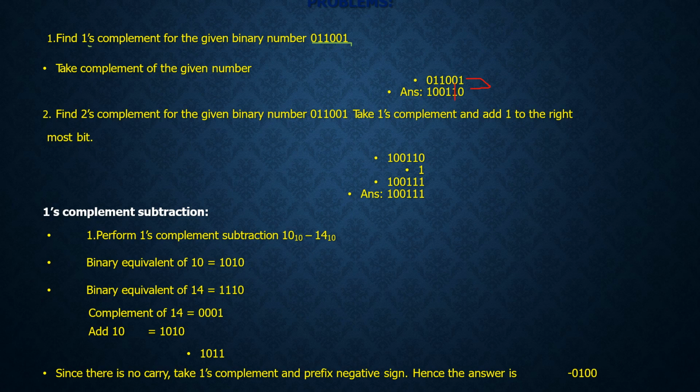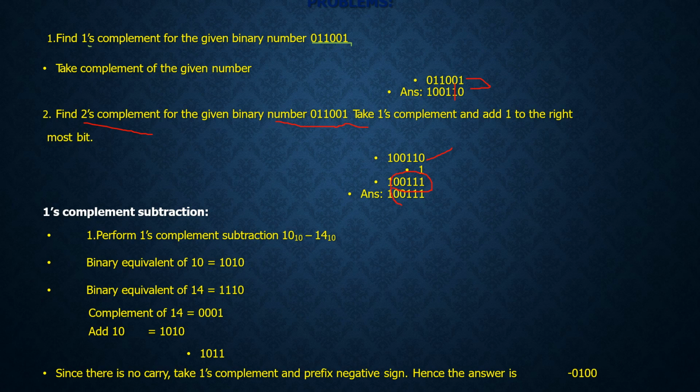Now the second problem: the 2's complement for the same binary number they have given. So the same binary number is present, and we have to do the 1's complement first. What is 1's complement? Putting zeros wherever 1 is present and 1's wherever 0 is present. So you write it, and then you add 1 to it. If you add 1, you will get a value, and that is the 2's complement. So you will be using this to simplify the operations.